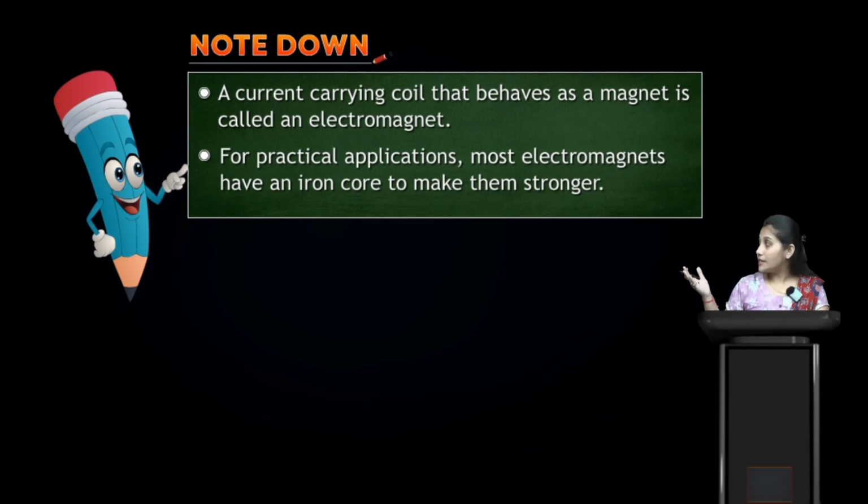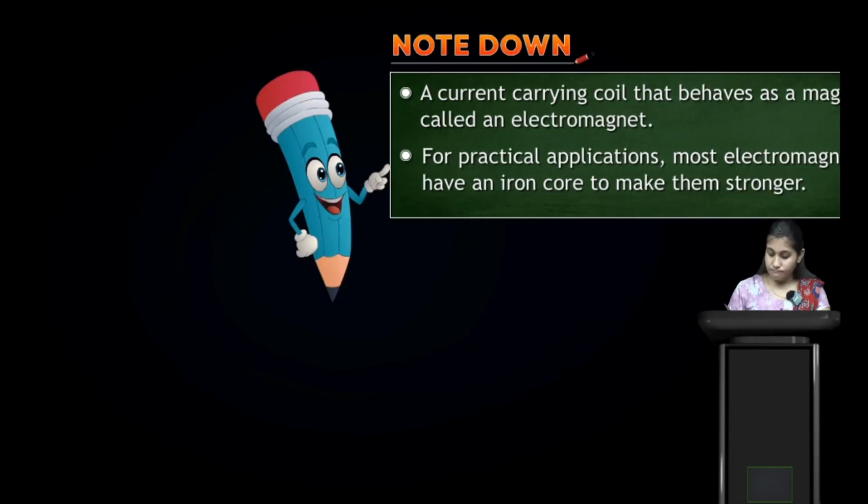So, for practical applications, most electromagnets have an iron core to make them stronger. Means, for any kind of practical application, most electromagnets have an iron core to make the magnetic field much stronger.